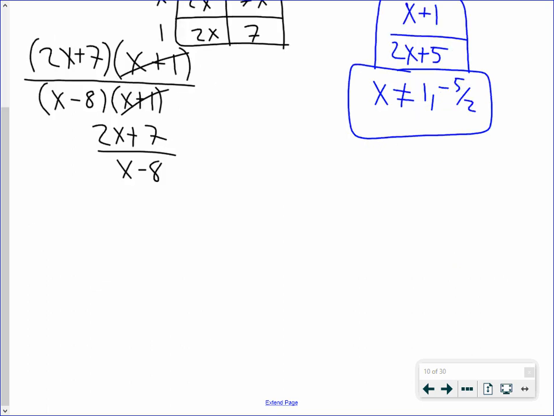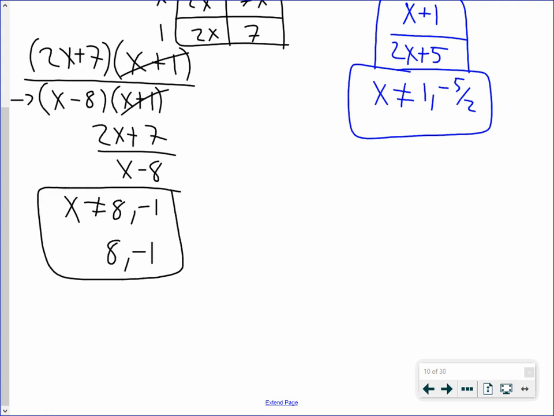Okay? And if we look at our excluded values, if you wanted to find them, we're going to look at our factored expression right here, and we're going to set each factor equal to 0. So x cannot equal 8 or negative 1. Or in other words, our excluded values are 8 and negative 1. We didn't need to find it, but I just went ahead and looked for it anyway. But our simplified rational expression is just 2x plus 7 all over x minus 8.